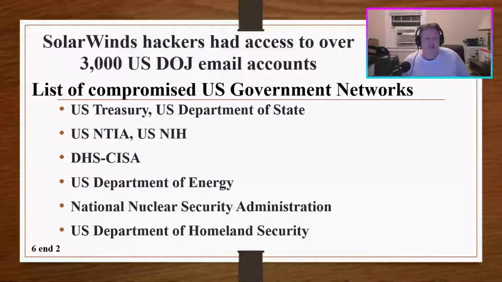U.S. Department of the State, U.S. NTIA, U.S. NIH, DHS, CISA, U.S. Department of Energy, National Nuclear Security Administration, U.S. Department of Homeland Security. So that's quite a few. I count 1, 2, 3, 4, 5, 6, 7, 8. Just 8 of those government networks that were compromised by the SolarWinds hackers attack.